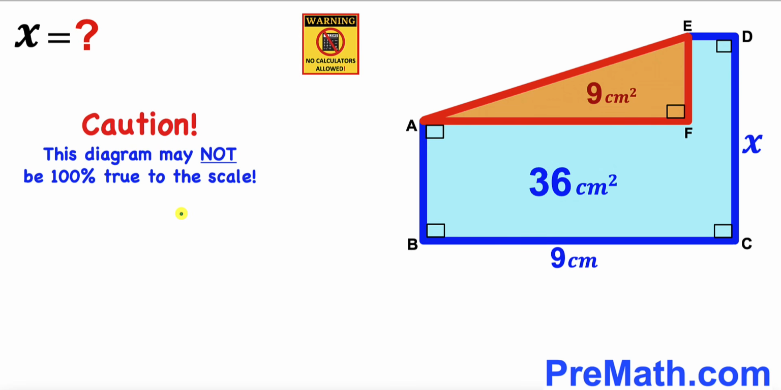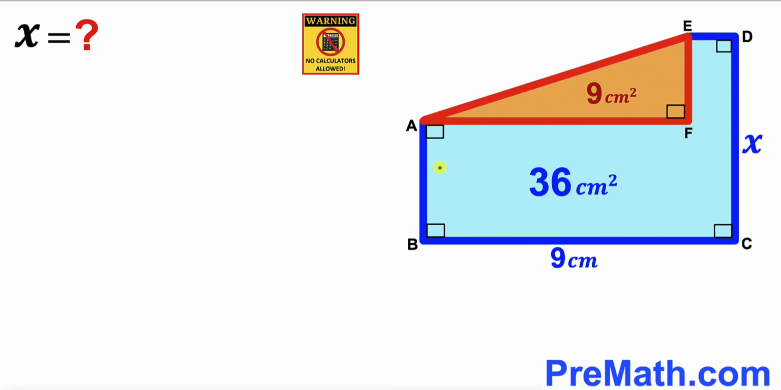Please keep in mind that this figure may not be 100% true to scale. Let's go ahead and get started. Here's our very first step. We know the area of this blue shaded region is 36 square centimeters, whereas the area of this other right triangle AEF is 9 square centimeters. So we are going to go over a basic review before we proceed any further.